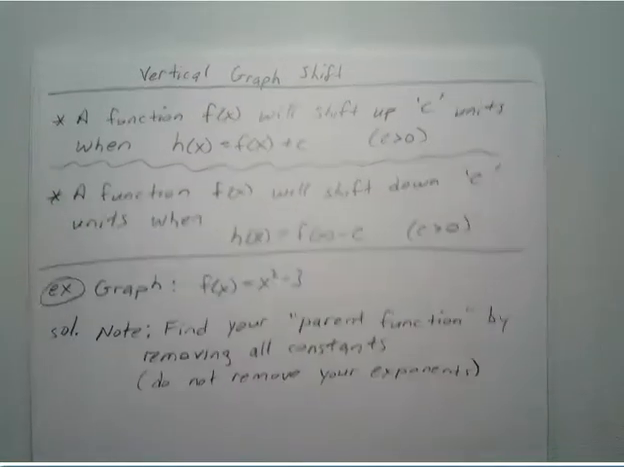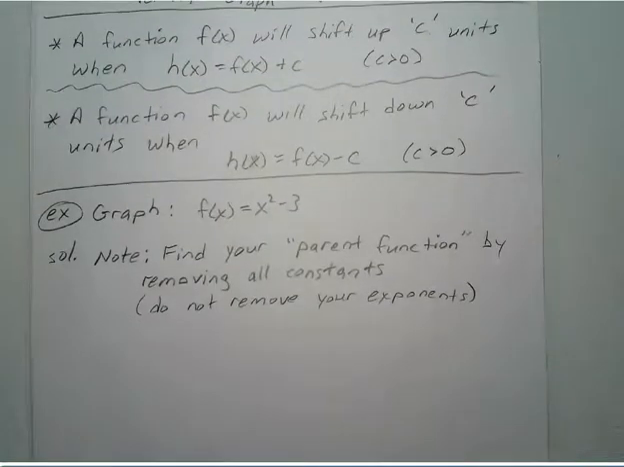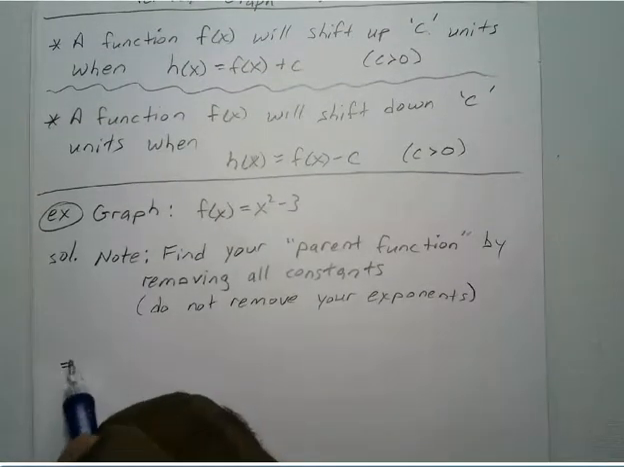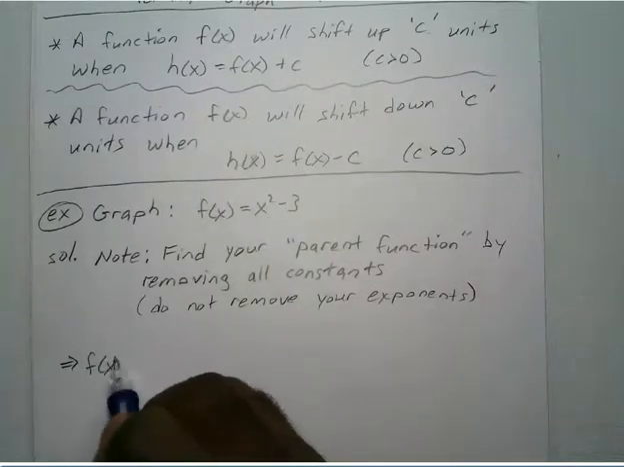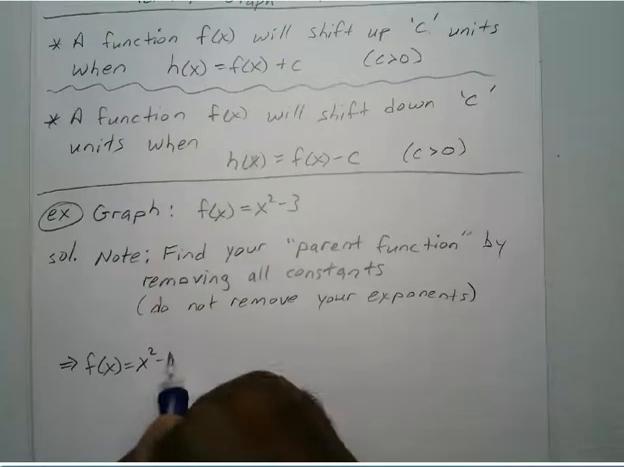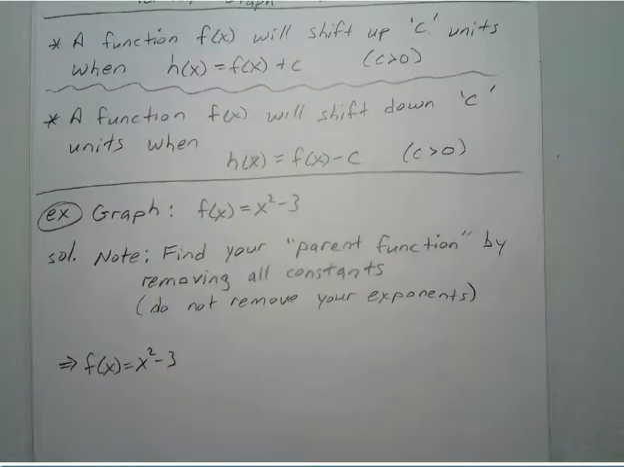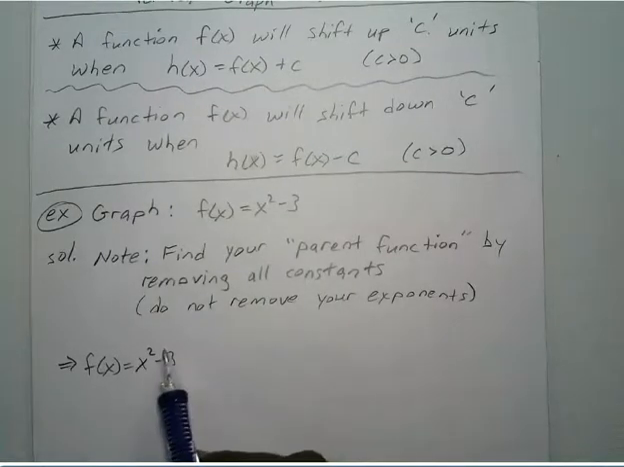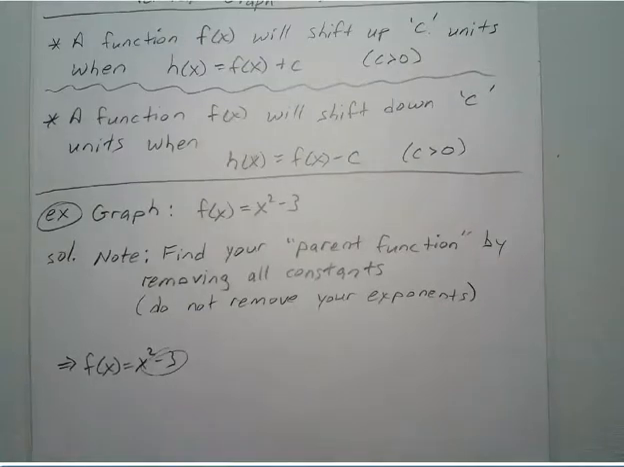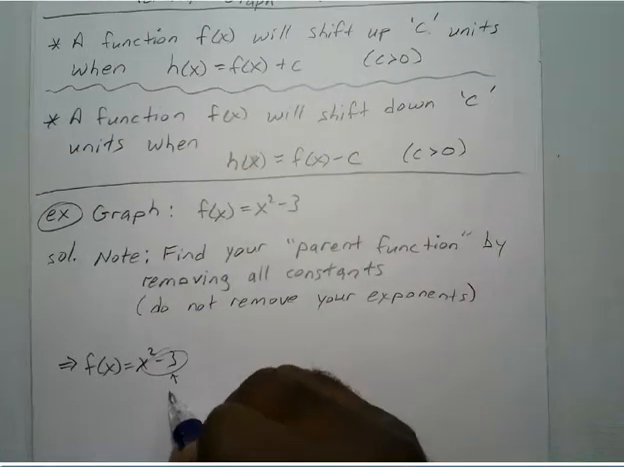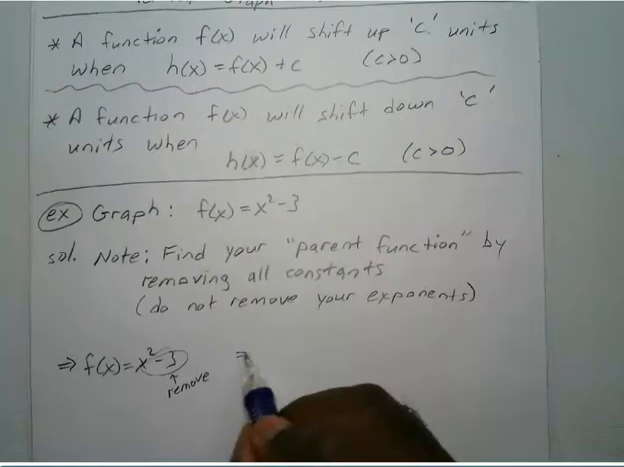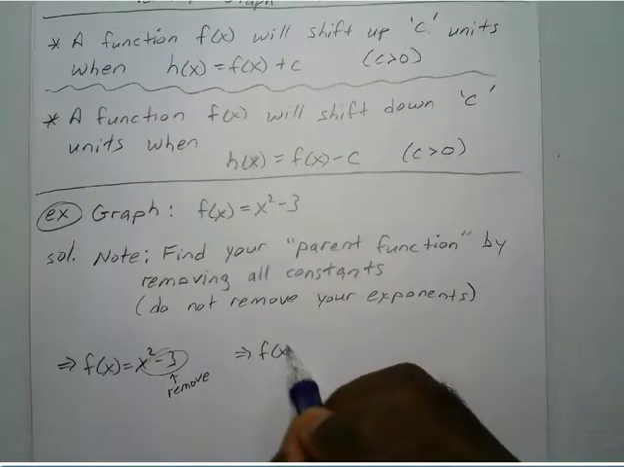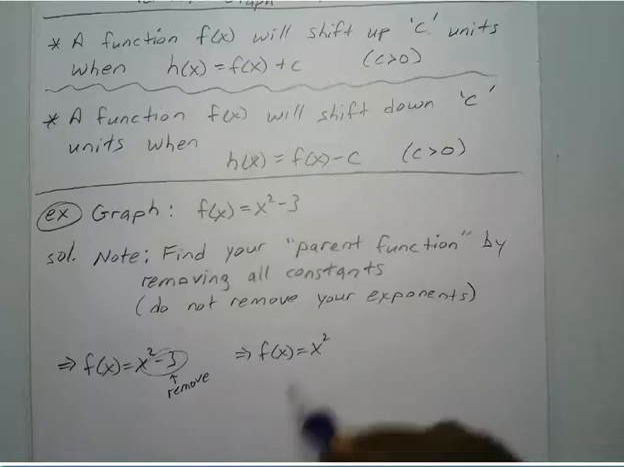Okay, so now we're going to look at where we started. Our f of x equals x squared minus 3. Now here, the only constant we have that's not an exponent is the minus 3, which here means we're going to remove it. So that leaves us with f of x equals x squared as our parent function.